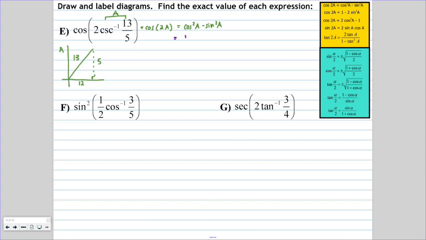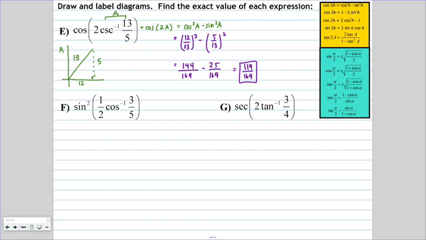The cosine of A is 12 over 13. That is being squared. And then we're subtracting the sine of A, 5 over 13 squared from that. All right, this is 144 over 169 minus 25 over 169. Just simplify before we go any further. 119 over 169 is the final answer here. So same thing on your homework, you guys. Draw the diagram when we're referencing an angle.